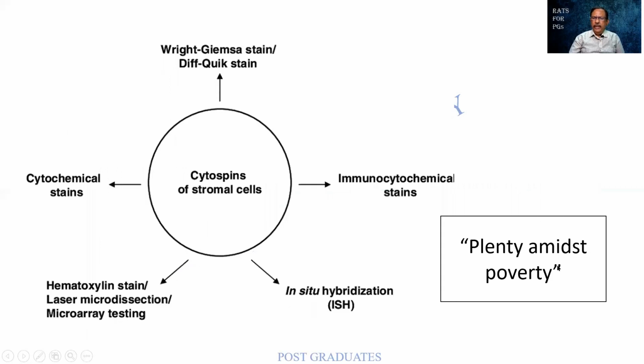Plenty amidst poverty. When I say poverty, it means paucity of the cells. And particularly when there is a stromal lesion, the cells will be few. Because of the cytospins, you get the collection which can be used for a Giemsa stain or a quick stain, for cytochemical stains, immunohistochemistry or immunocytochemistry, in situ hybridization, as well as laser microdissection and microarray testing. Each of these is a wonderful process, a world in its own, and for all this the cytospin can be made use of. That is why I called it plenty amidst poverty. Look at the number of techniques it can be made use of.